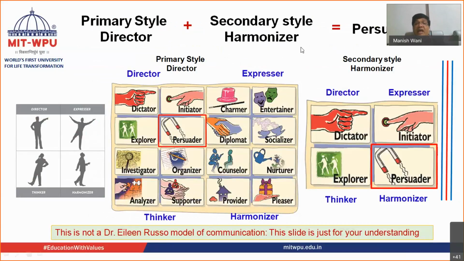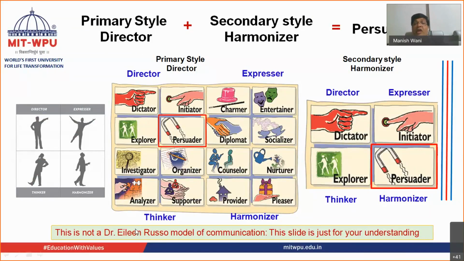You have a primary style and you have a secondary style, and then finally you come up with a style which is a combination of both of them. Then we see some examples. Just for example, if the primary style is director and the secondary style is harmonizer, then you get a tertiary style as persuader.